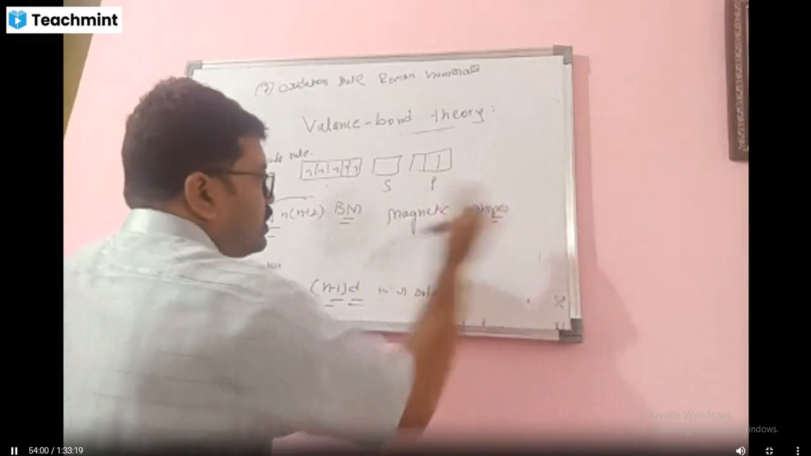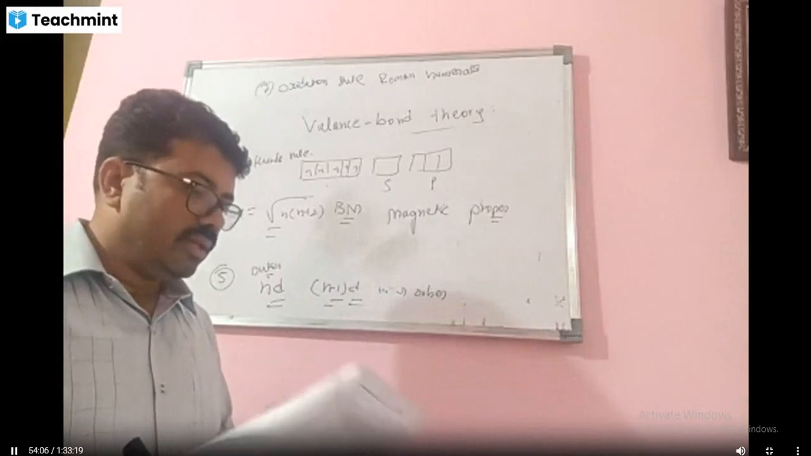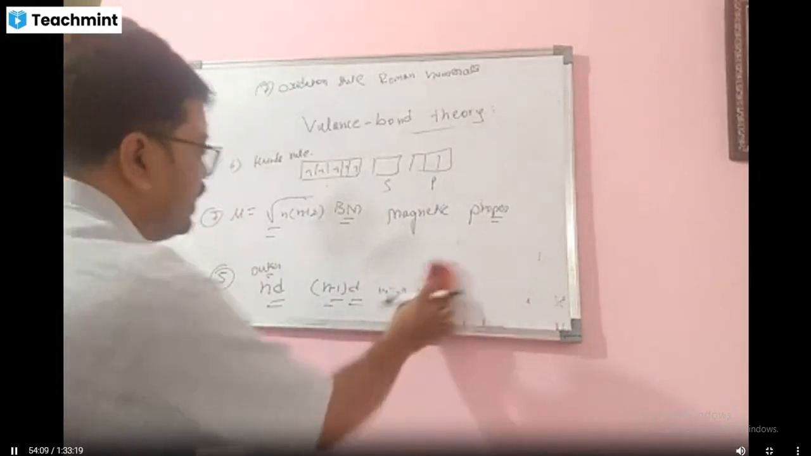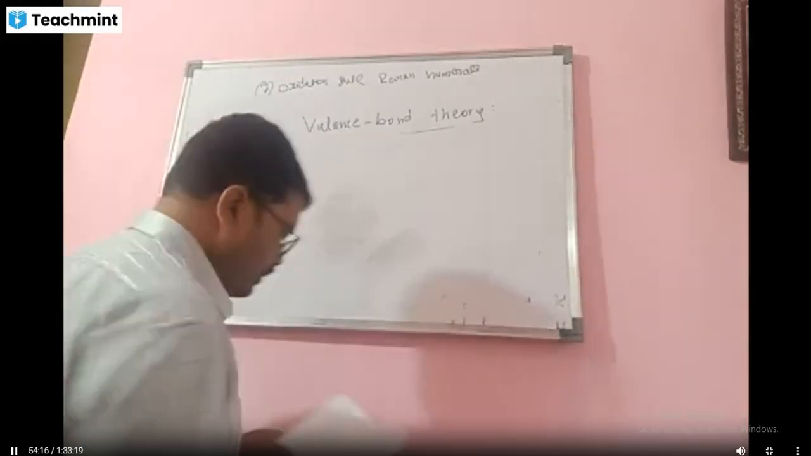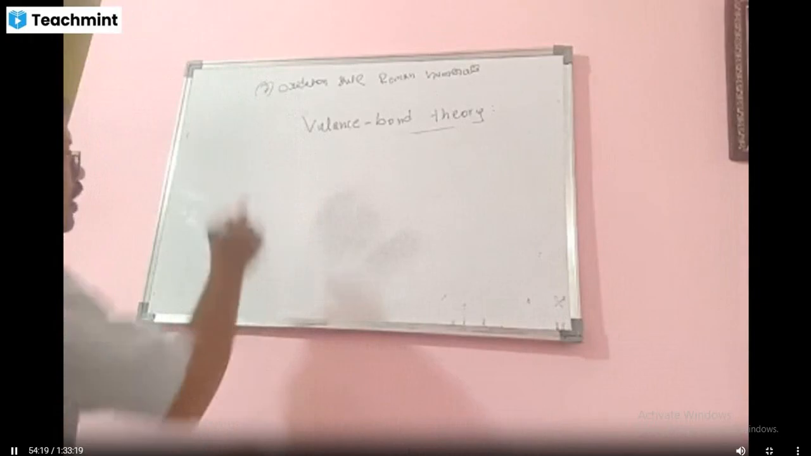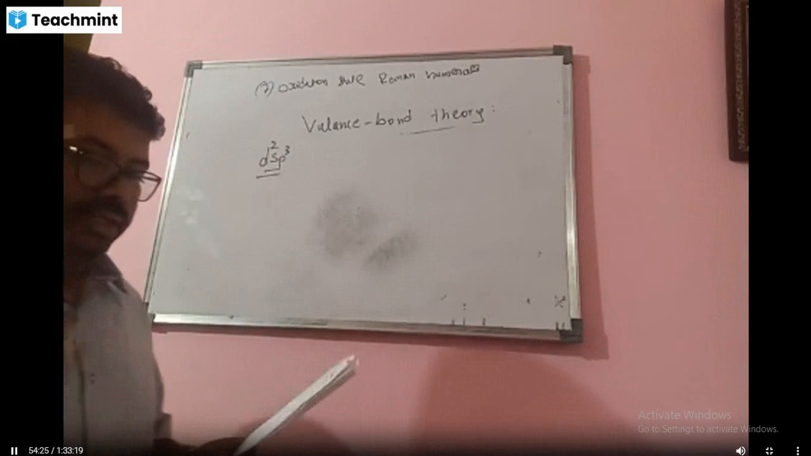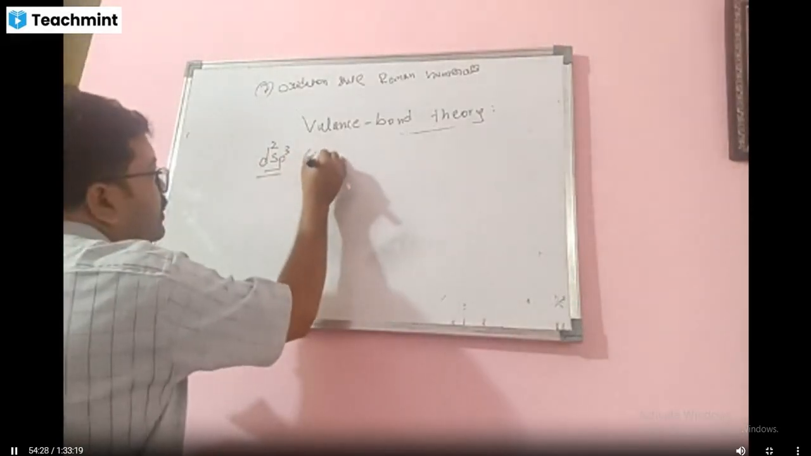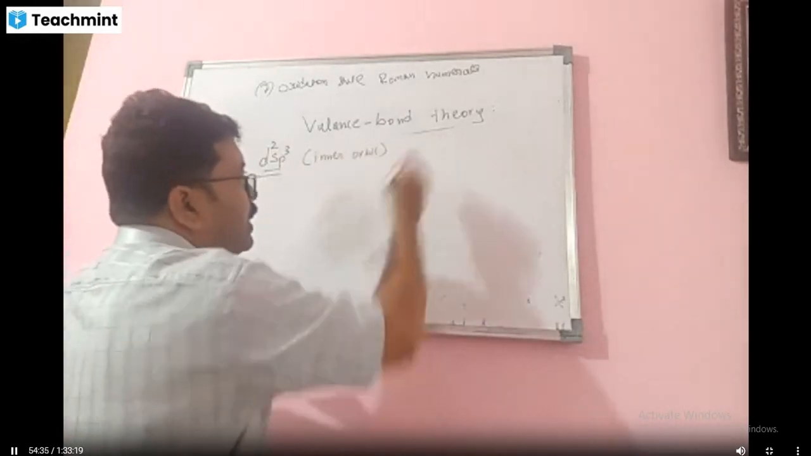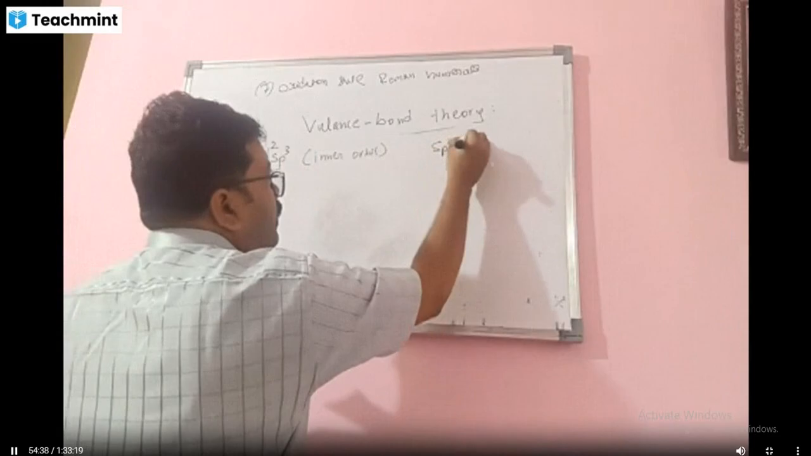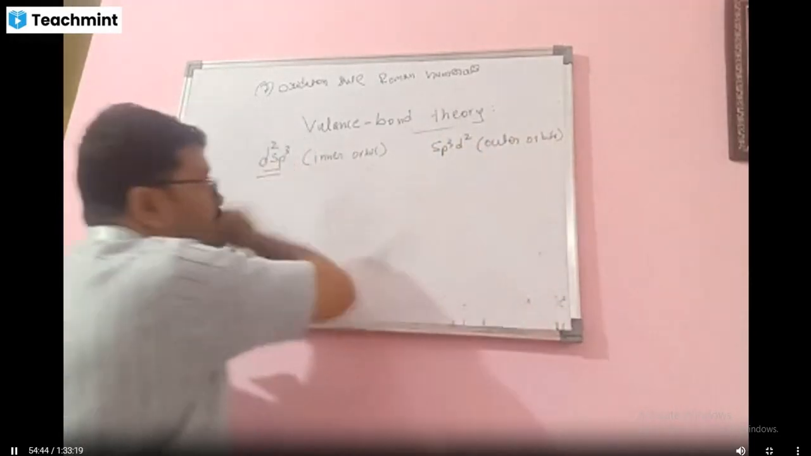These are the assumptions given by the valence bond theory. According to valence bond theory, it is very interesting that octahedral complexes are formed by d2sp3 hybridization. d2sp3 hybridization is called inner orbital, and sp3d2 is outer orbital. Why is it inner orbital and why is it outer orbital?